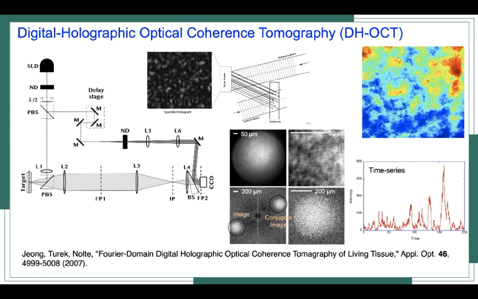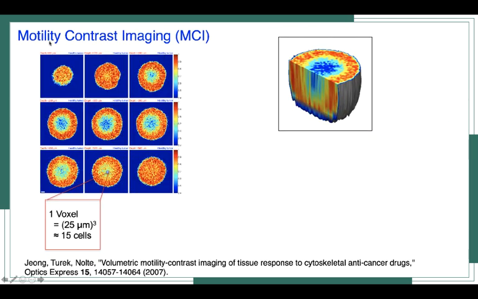So one of the simplest imaging modalities we have, we call motility contrast imaging, or MCI. And all we're doing here is color coding on speckle contrast, which is just the normalized standard deviation of those fluctuations. And because we are doing laser ranging, we can look at these sections as we push through, in this case, a quite large tumor spheroid. This is about a millimeter in diameter.